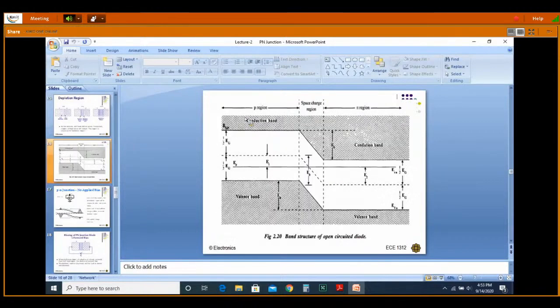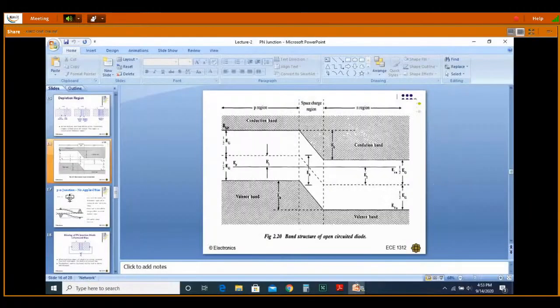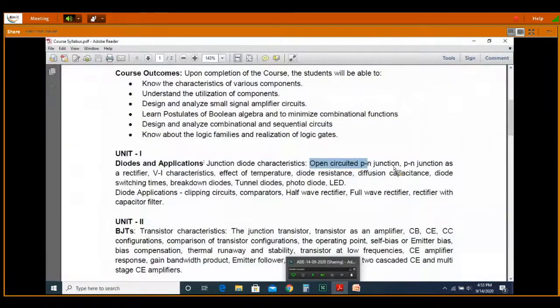Now this is the open circuit PN junction diode. It has a P region, N region, and this dotted line is nothing but your Fermi level. This is the band structure of your open circuit diode. And then we started the PN junction as a rectifier.